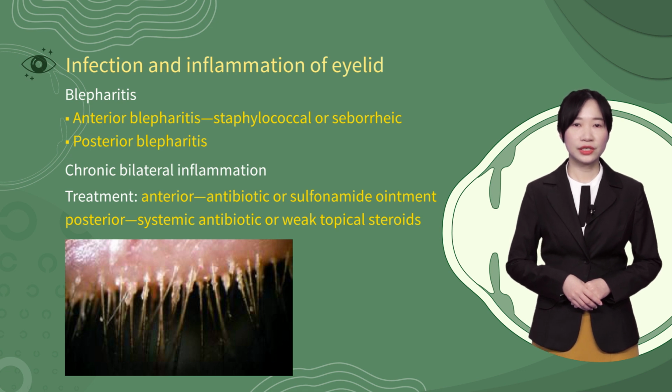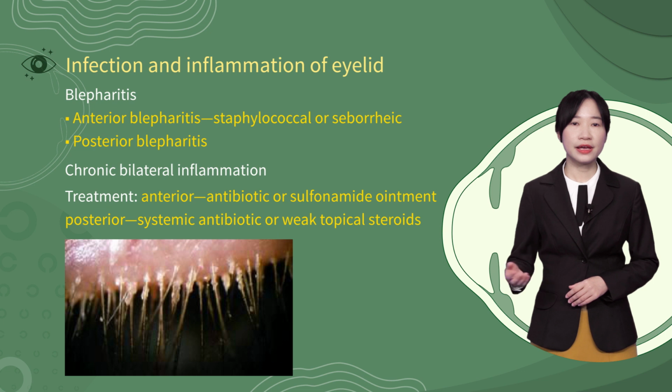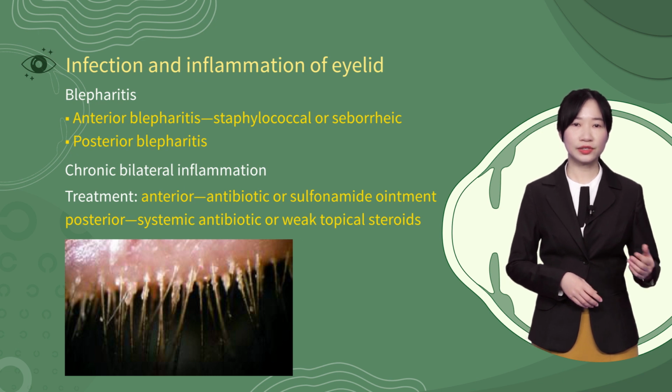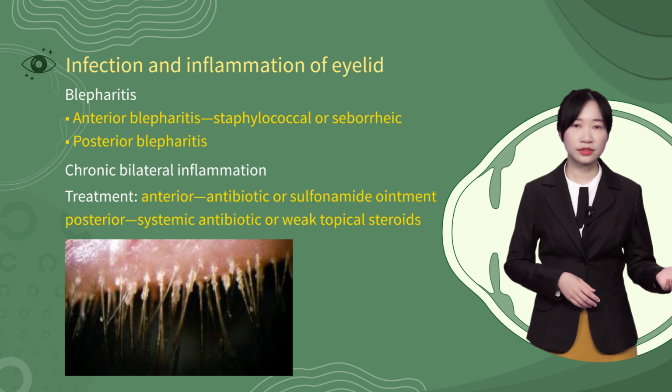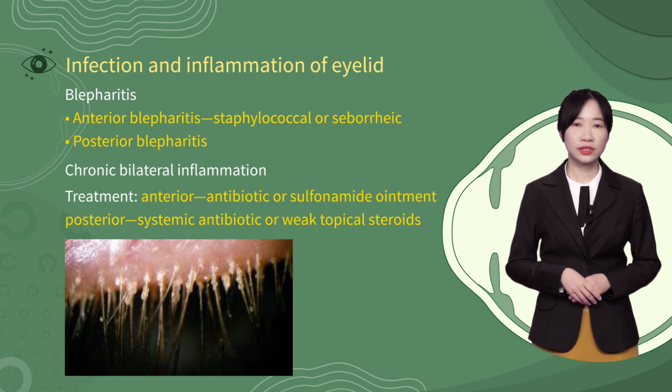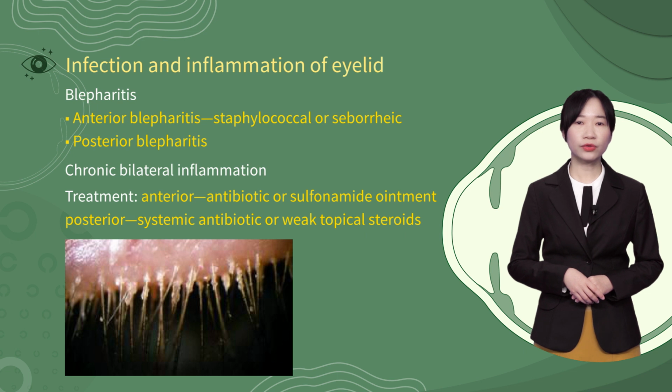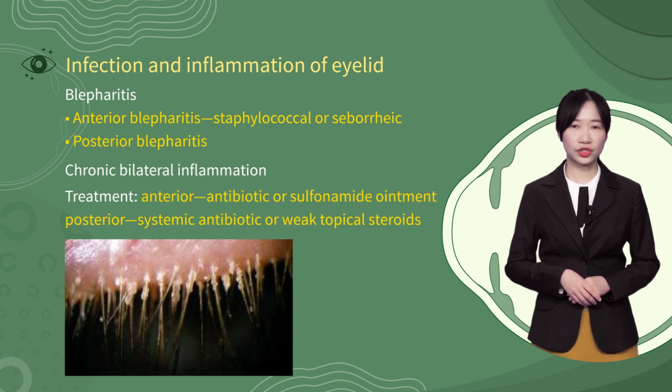Posterior blepharitis is caused by meibomian gland dysfunction and alteration in meibomian gland secretion. Symptoms of posterior blepharitis can be related to the eyelids, tears, conjunctiva, and cornea. The lid margin becomes hyperemic with scarring of the tarsal conjunctiva, abnormal tear film, and vascularization of peripheral cornea. We can treat anterior blepharitis with antibiotic or sulfonamide ointment. For posterior blepharitis, we need long-term low-dose systemic antibiotic therapy or with topical steroid.